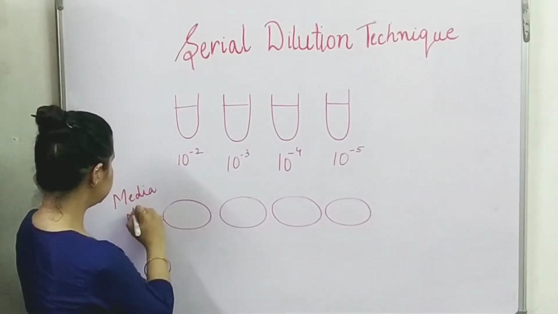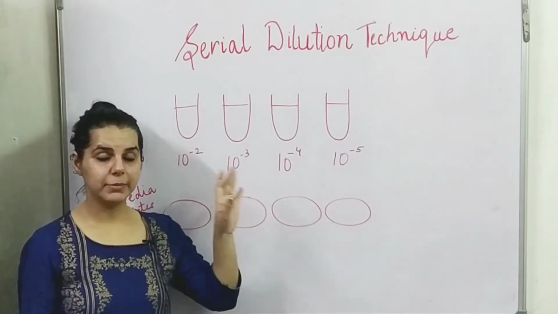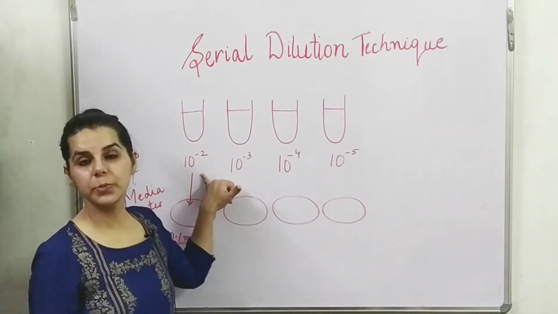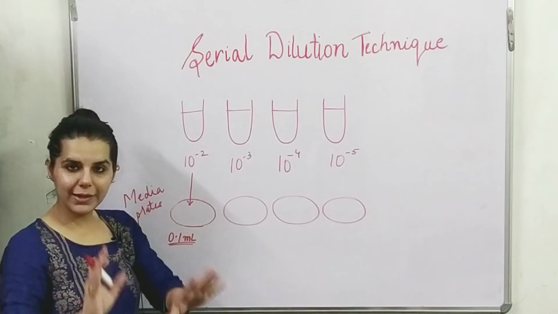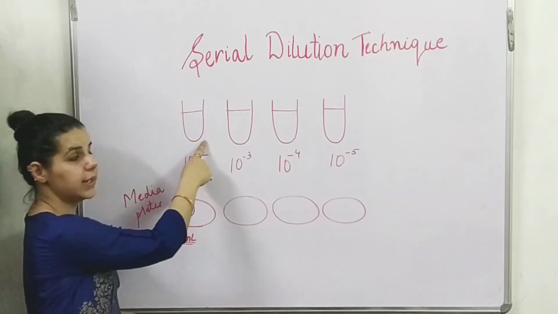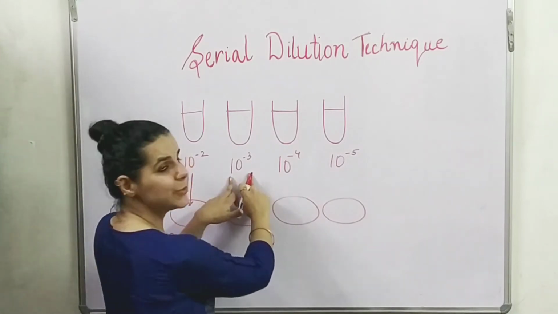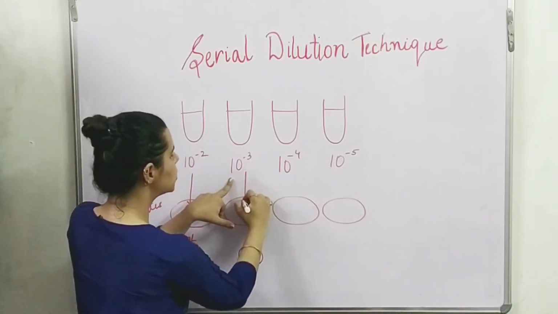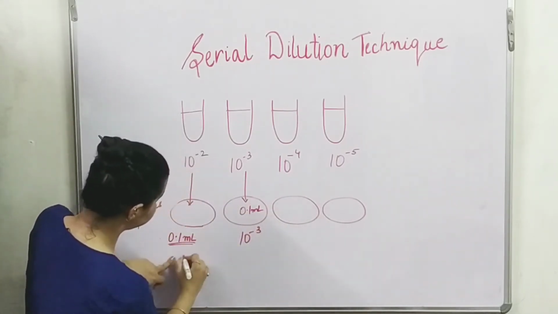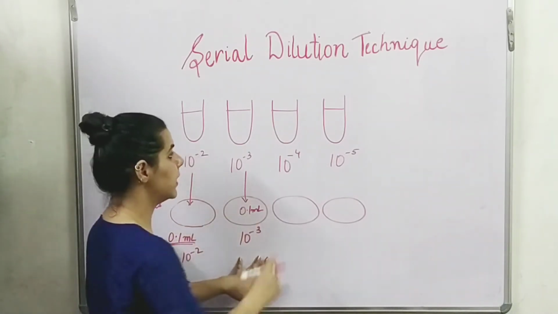So these are our media plates, right? These petri dishes have already solidified media. Now consider this dilution 10 to the power minus 2. I am going to shake it well and, with the help of the micropipette, take 0.1 ml of the aliquot from this dilution and add it to this media plate, right? Similarly, I take 0.1 ml of aliquot from the next dilution into this media plate and label it as 10 to the power minus 3. This petri dish has 10 to the power minus 2, and this petri dish has 10 to the power minus 3.